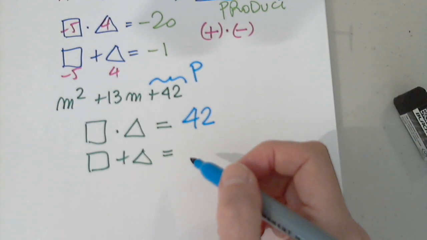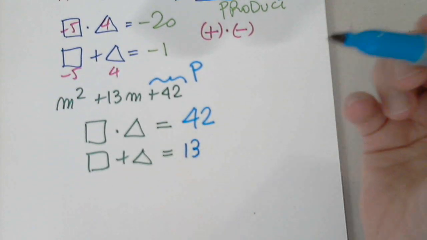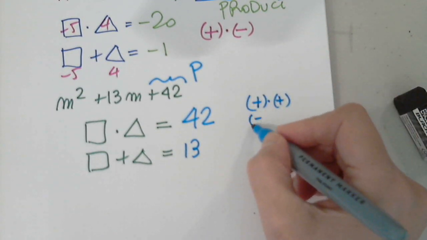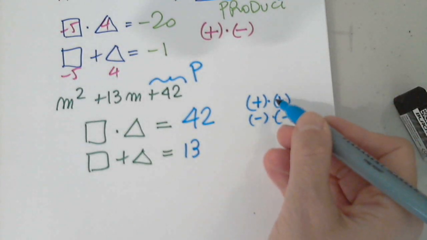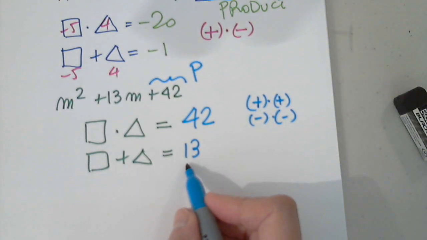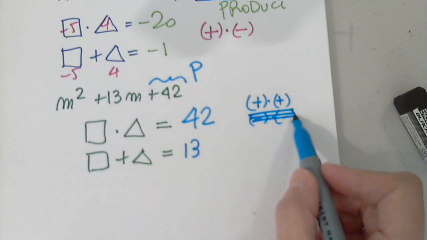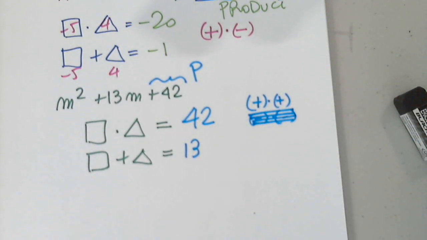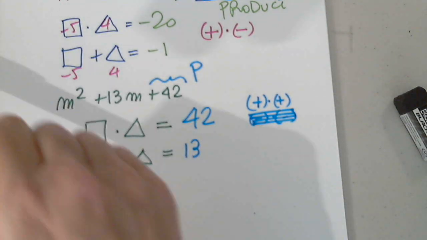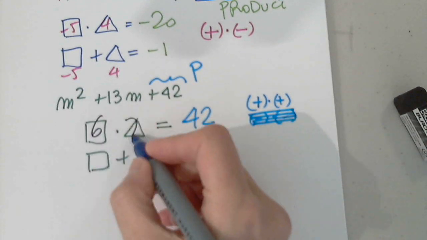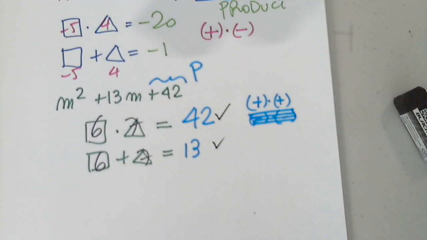So what is the sum? 13. Very good. The product is positive, so we are looking for either two positive numbers or two negative numbers. Because when I multiply two positives, I get positive. When I multiply two negatives, I get positive. But now the sum is positive, so this is not an option. I cannot add two negative numbers and get a positive number. So the two numbers have to be positive. Can anyone give us two numbers whose product is 42, positive numbers, and whose sum is 13? 6 and 7. Excellent. Both conditions have to be fulfilled.